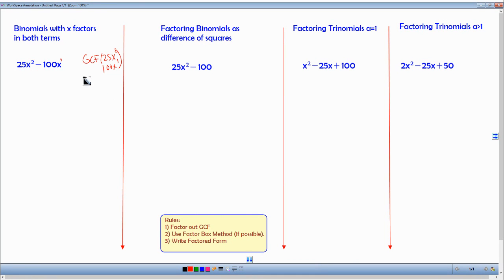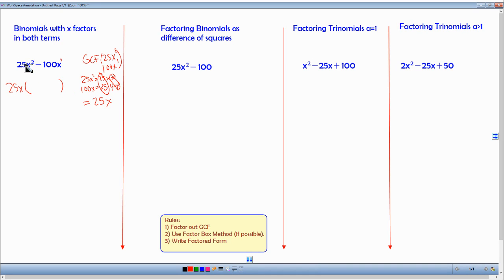Your mind has to finally come up with the fact that 25x squared is 25 times x, and 100x is clearly 25 times 4 times x. And when you think about it, there's an x and there's a 25. So the GCF is equal to 25x. That's how I find the greatest common factor. So you say, okay, 25x goes into both of these. We're going to divide it into both of these, and so you put the 25x on the outside.